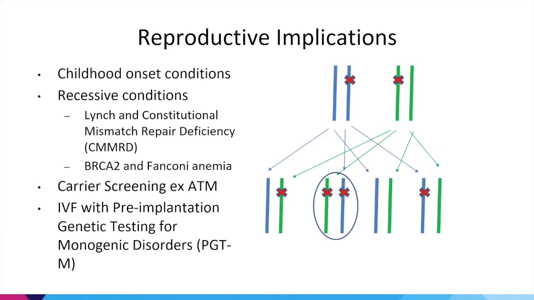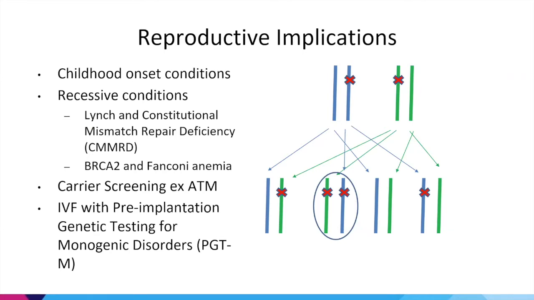So for example, Lynch syndrome, if one parent has Lynch syndrome and the other parent has Lynch syndrome caused by the same gene, there would be a 1 in 4 chance that they both pass down the not working copy of the gene and have a child with a condition called constitutional mismatch repair deficiency, which is a childhood onset cancer predisposition condition. BRCA2, if a child inherits 2 non-functional BRCA2 genes, they would have a risk for a condition called Fanconi anemia, which is a bone marrow failure condition. And so what we're starting to see is that patients with these adult onset conditions are coming to see us and testing their partners because of the recessive conditions associated.